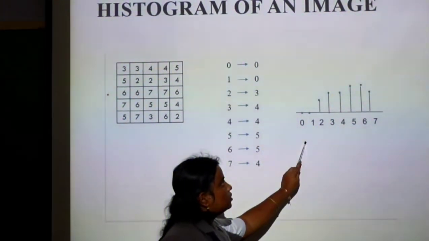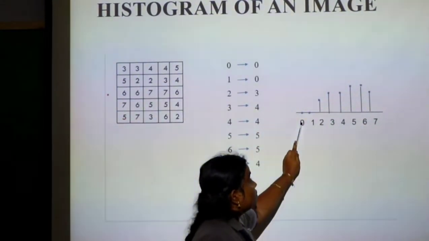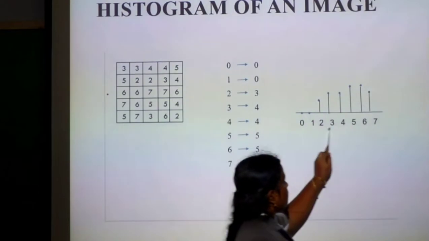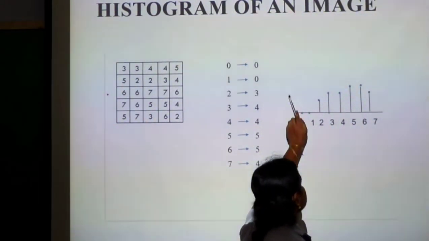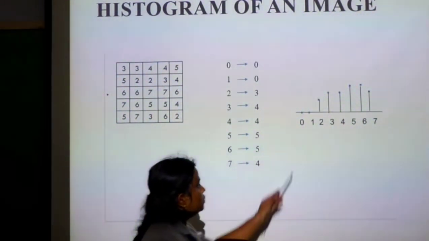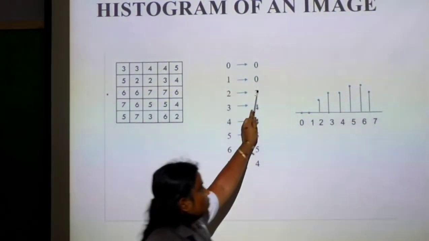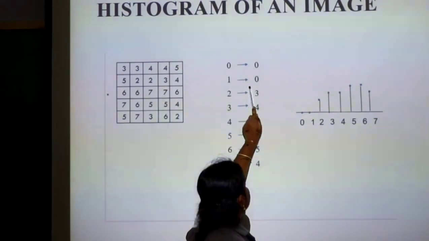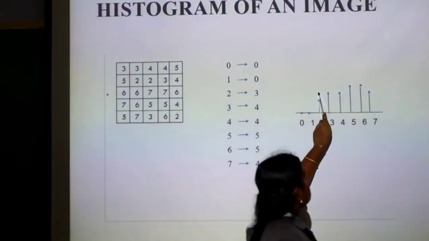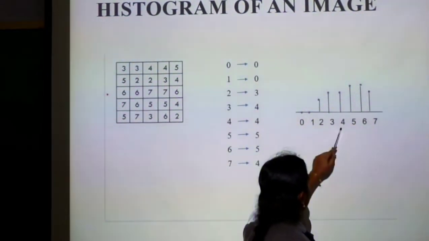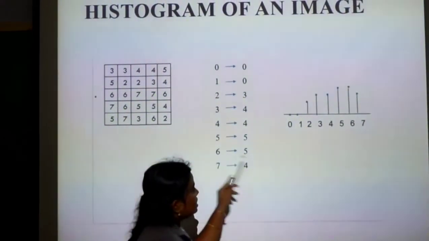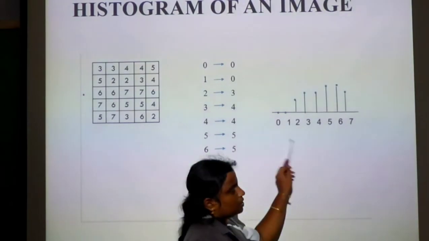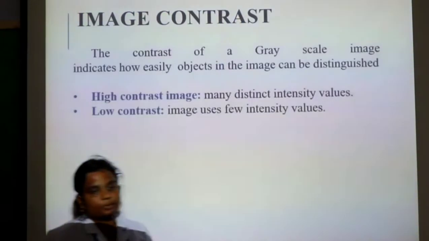So this is the histogram of an image. Histogram means graphical representation. We represent the gray level values on the x-axis and the number of pixels on the y-axis. Zeros and ones do not occur in the pixels of the digital image. 2 has occurred 3 times. 3 has occurred 4 times. 4 has occurred 4 times. 5 and 6 have occurred 5 times. 7 has occurred 4 times. This is the representation of the histogram of an image.